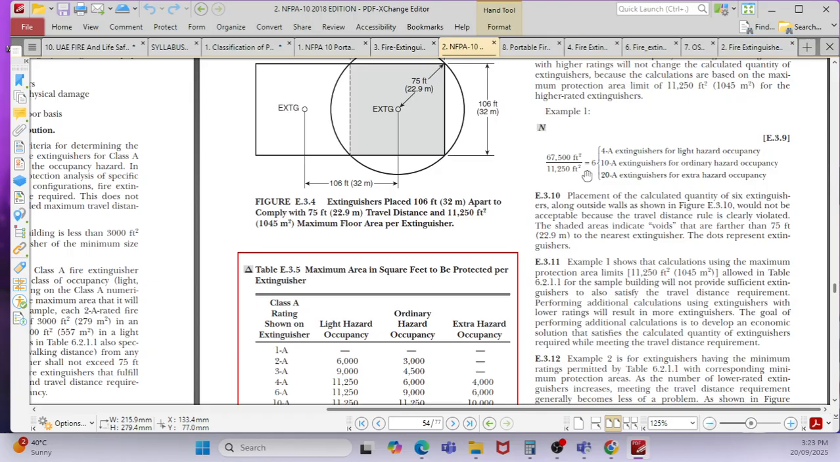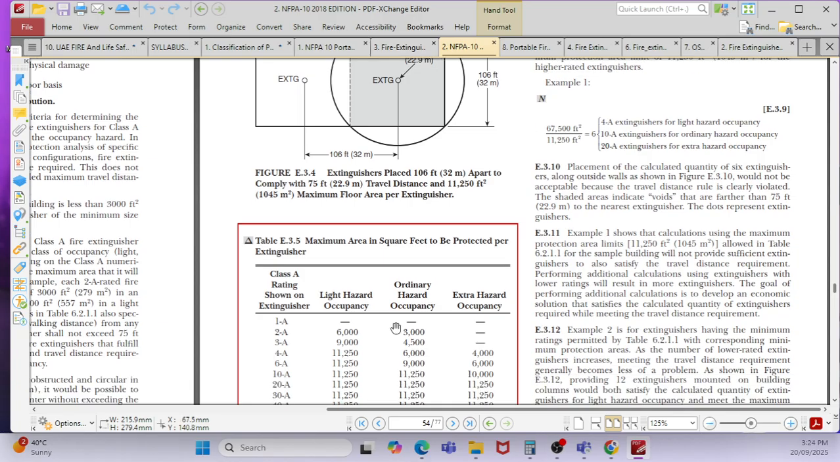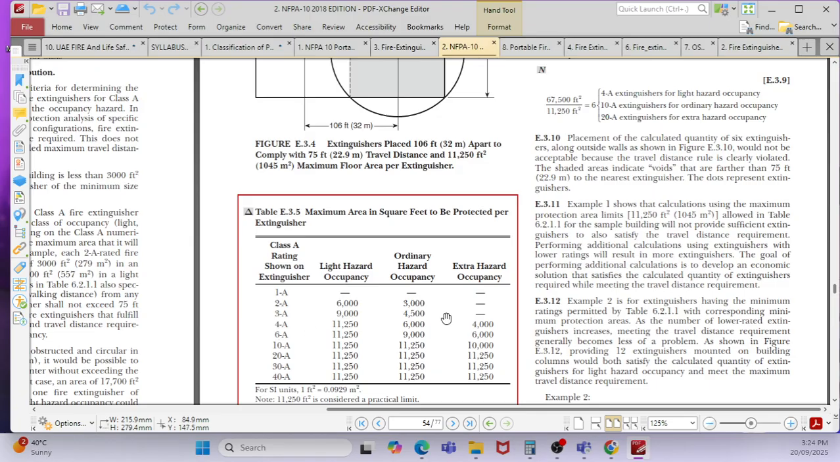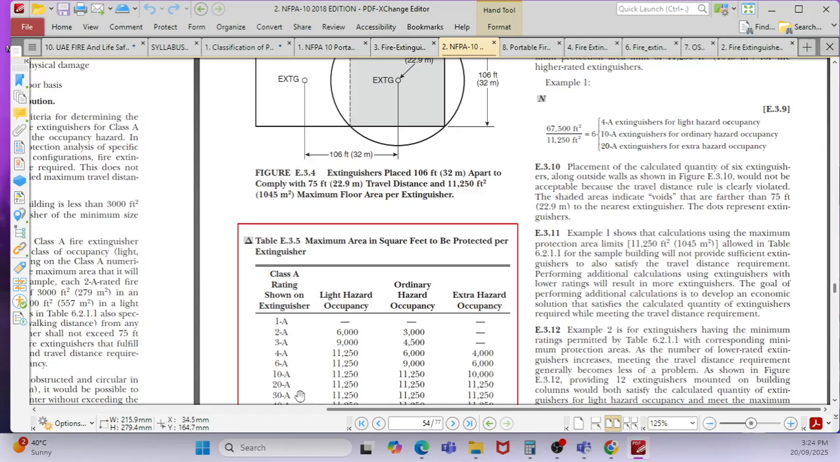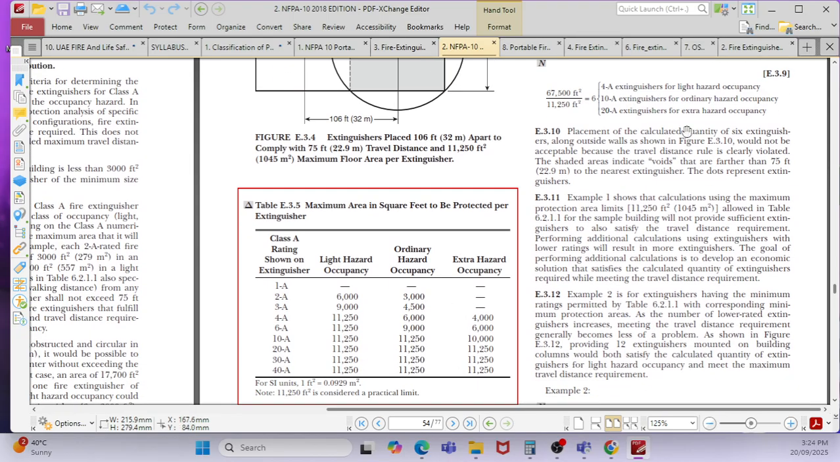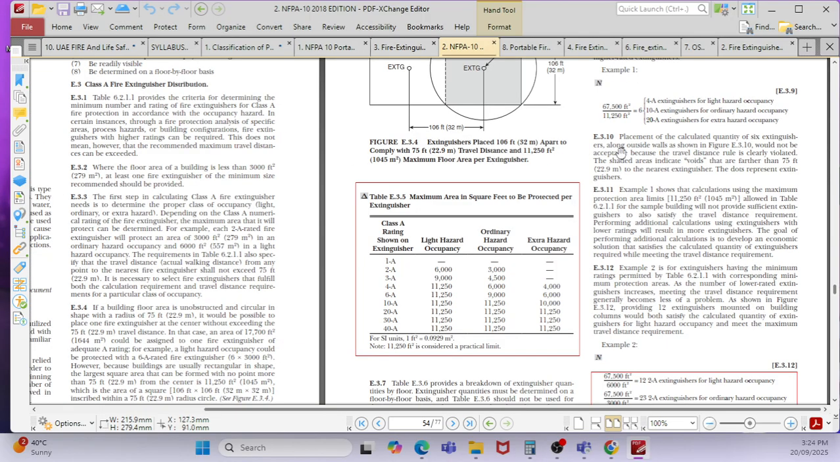If it is a light hazard, you have to use 4A type. If it is an ordinary hazard, then you have to use 10A type, which can cover 11,250 square feet. If it is an extra hazard, you need a 20A, right? Because up to 10A only 10,000. So if you have 11,250 square feet, then you have to use 10A, 20A, 6 number fire extinguishers for this particular area. So this calculation is also given here, the placement calculation.